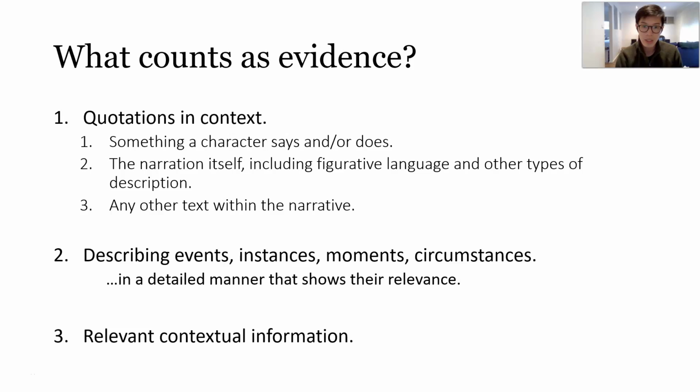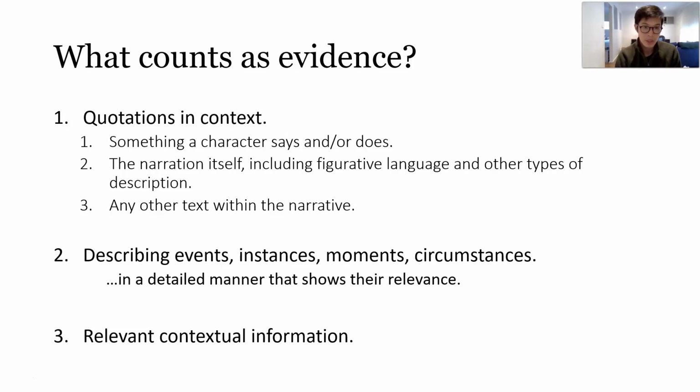For example, in the narrative, we might be presented with a diary written by one of the characters. Even though that doesn't really strictly fit into the categories of the first and second points, it is still text within the narrative. It still can be used as evidence. You can also describe events, instances, moments, and circumstances in the actual text itself. While you're not necessarily quoting something, you do need to make sure that you explain those events, instances, moments, or circumstances in a detailed manner that actually shows their relevance to the point that you're trying to make. And sometimes even relevant contextual information can also be counted as evidence.